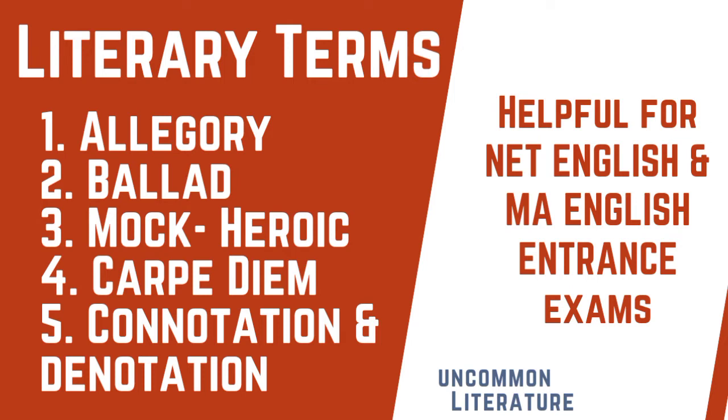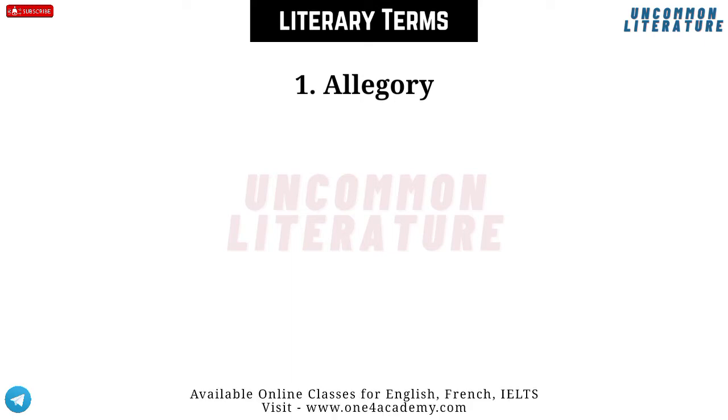In your UGC-NET English exam, and also in any other competitive exam related to English literature. So let us begin. The first literary term is allegory. You must have read it somewhere, or heard it in your classes. Basically, allegory is a narrative. It can be in the form of prose, or it can also be in poetry or verse.